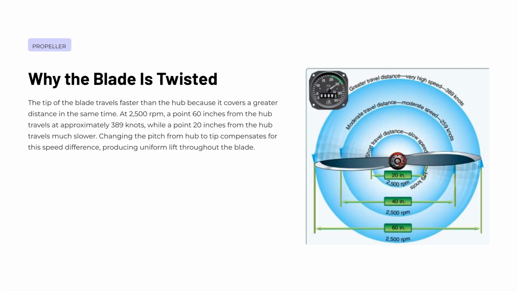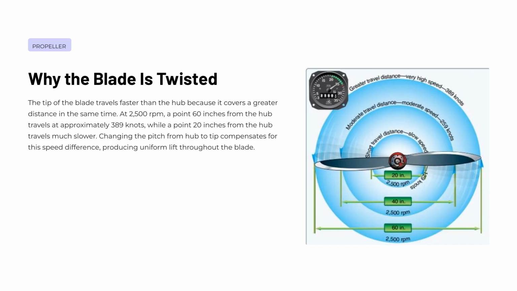One of the most important design features of a propeller blade is its twist, and understanding why that twist exists comes down to basic geometry. When a propeller spins, every point along the blade completes one full rotation in the same amount of time. However, points closer to the tip must travel a much greater distance than points near the hub. This means the tip is moving significantly faster through the air.